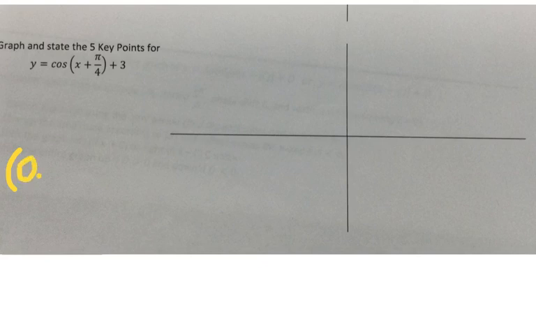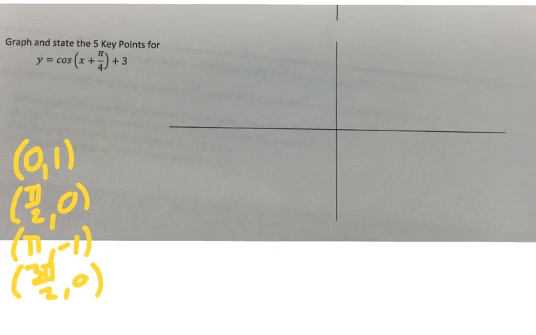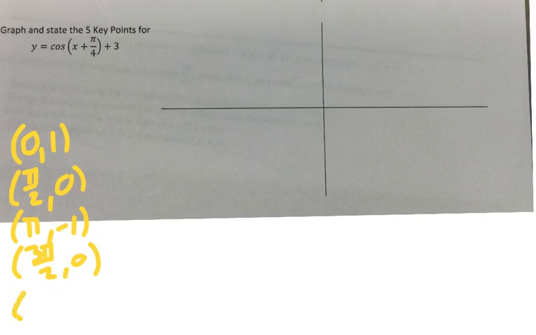0, 1. Pi over 2, 0. Pi, negative 1. 3 pi over 2, 0. 2 pi, 1. Okay? So that's my starting points. That's where this graph originally is at.